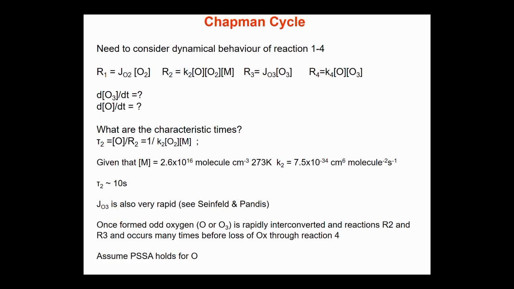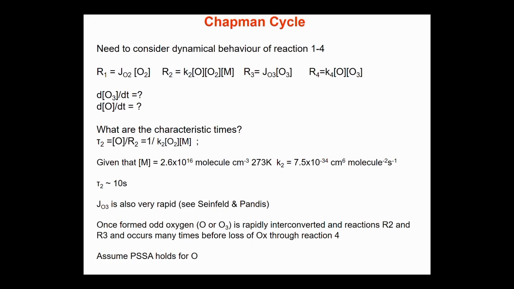Yeah. So we're forming ozone through reaction R2. In this scheme, that's the only place we form ozone. And we lose ozone through the photolysis in reaction 3, and through its recombination with the oxygen atoms in R4.